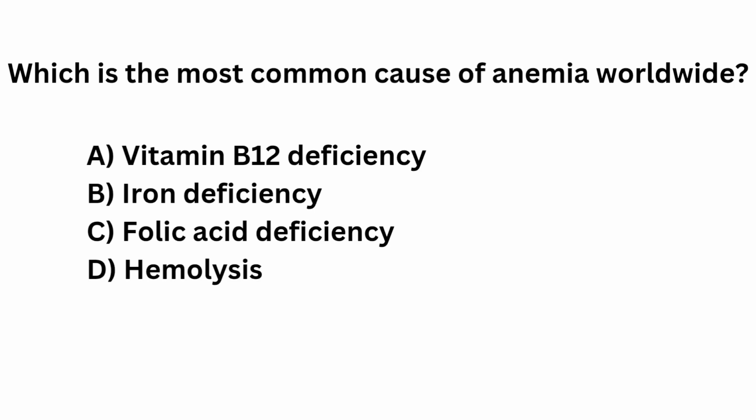Question number 10. Which is the most common cause of anemia worldwide? Answer is B. Iron deficiency anemia is most prevalent due to poor dietary intake or blood loss.